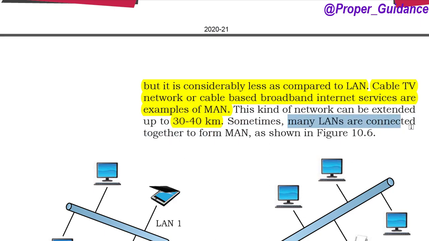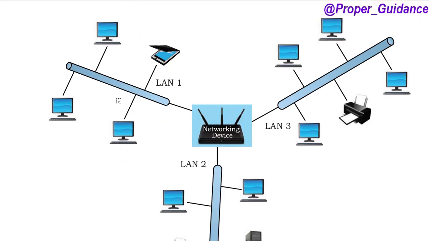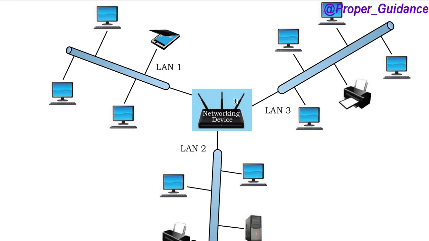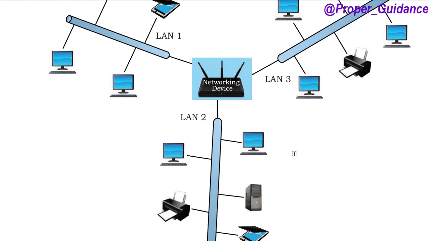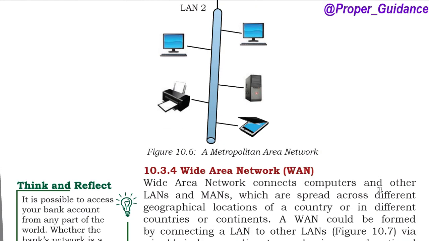Sometimes many LANs are connected together to form a MAN, as shown in the following figure. See here, there are LAN 1, LAN 2 and LAN 3 networking devices, and together they form a MAN, that is, a Metropolitan Area Network.